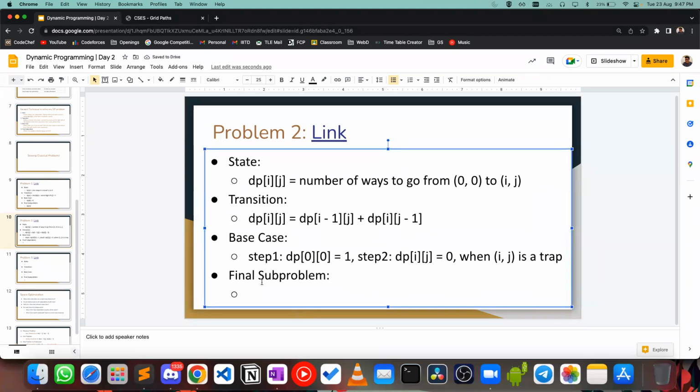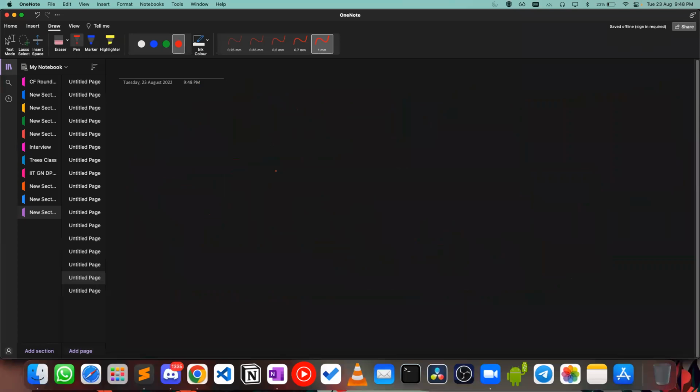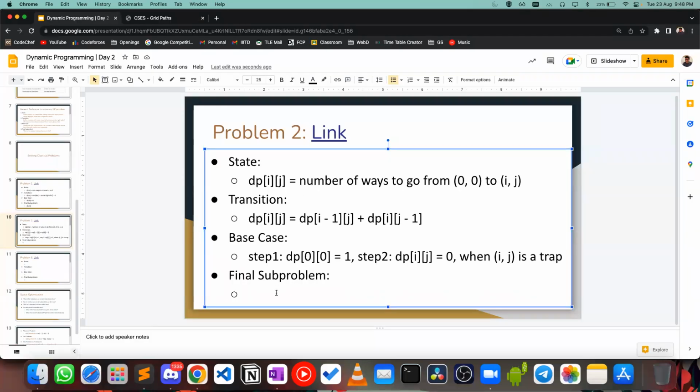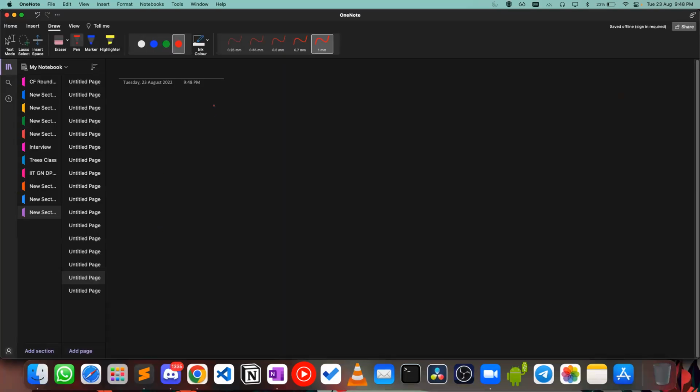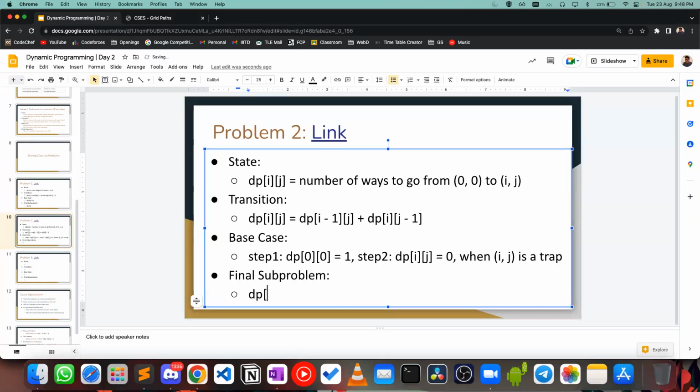Okay, what is the final subproblem now, according to this state? And for the person who had unmuted and asked this, you will understand now that if you define a state in a different manner, you will get an entirely different final subproblem. So tell me, can you understand the final subproblem here? Looking at the state, we define dp of i, j as the number of ways to go from 0, 0 to i, j. What does the problem statement want us to do? It wants us to find the number of ways to get to n minus 1, n minus 1. Perfect. So the final subproblem is n minus 1, n minus 1.